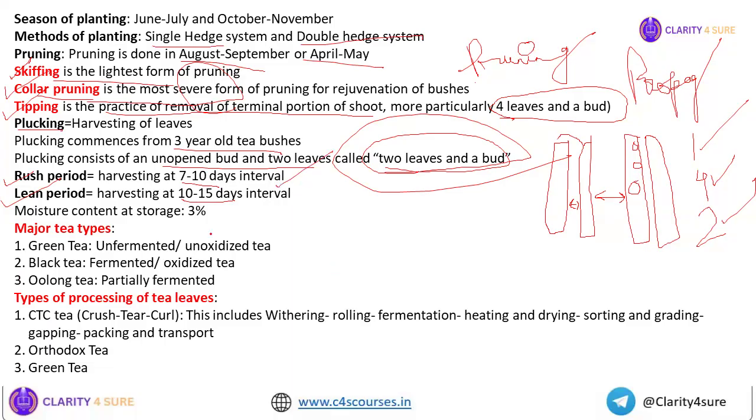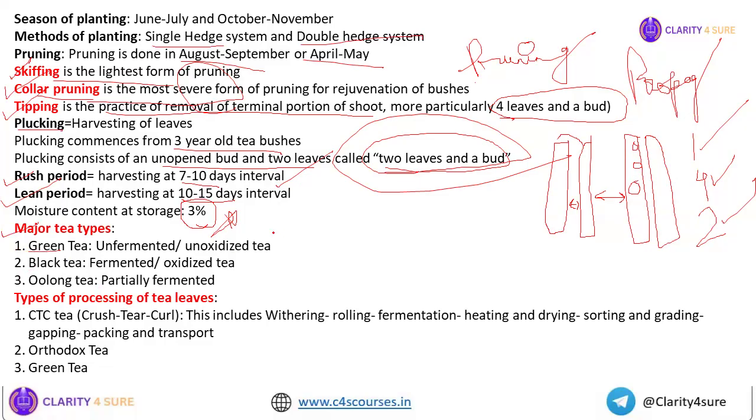Okay. Then what should be the moisture content of the leaves at storage? It is 3%. Again, very important data. Okay. All right. Now we'll see the major tea types. So there are mainly three types of tea: green tea, black tea, and oolong tea.